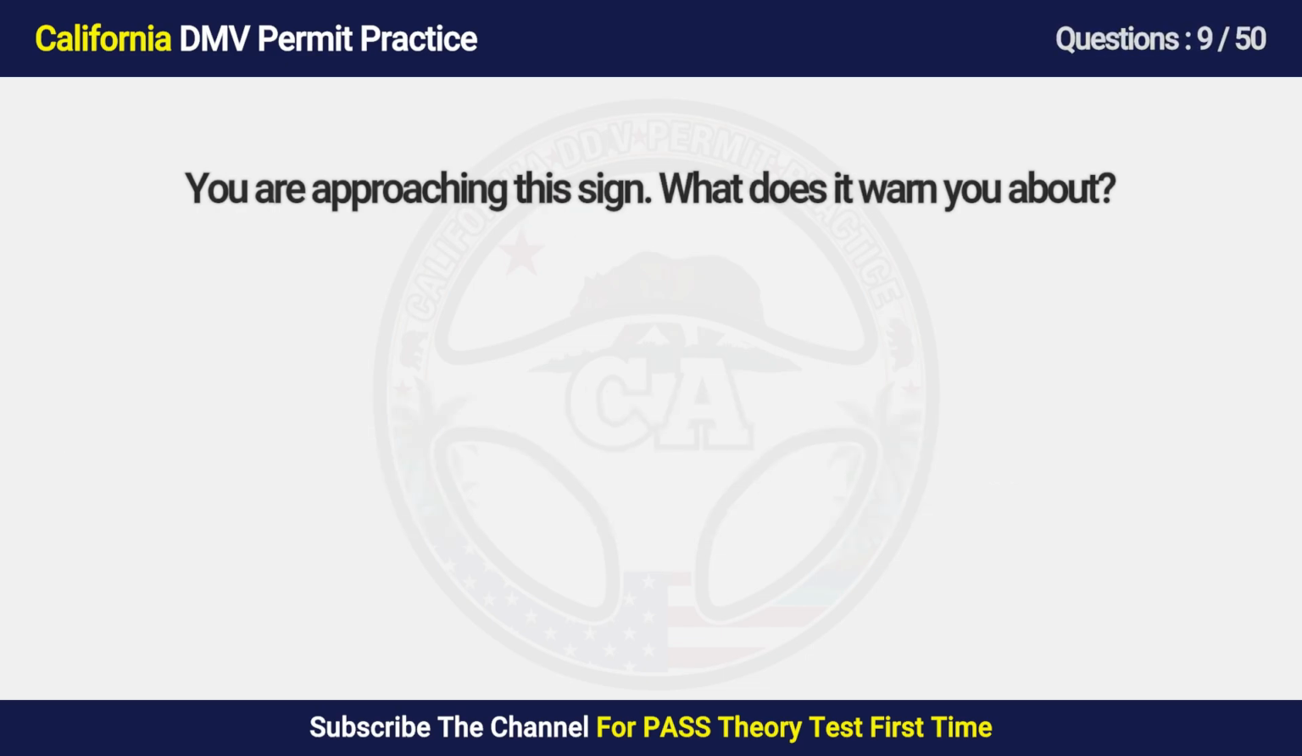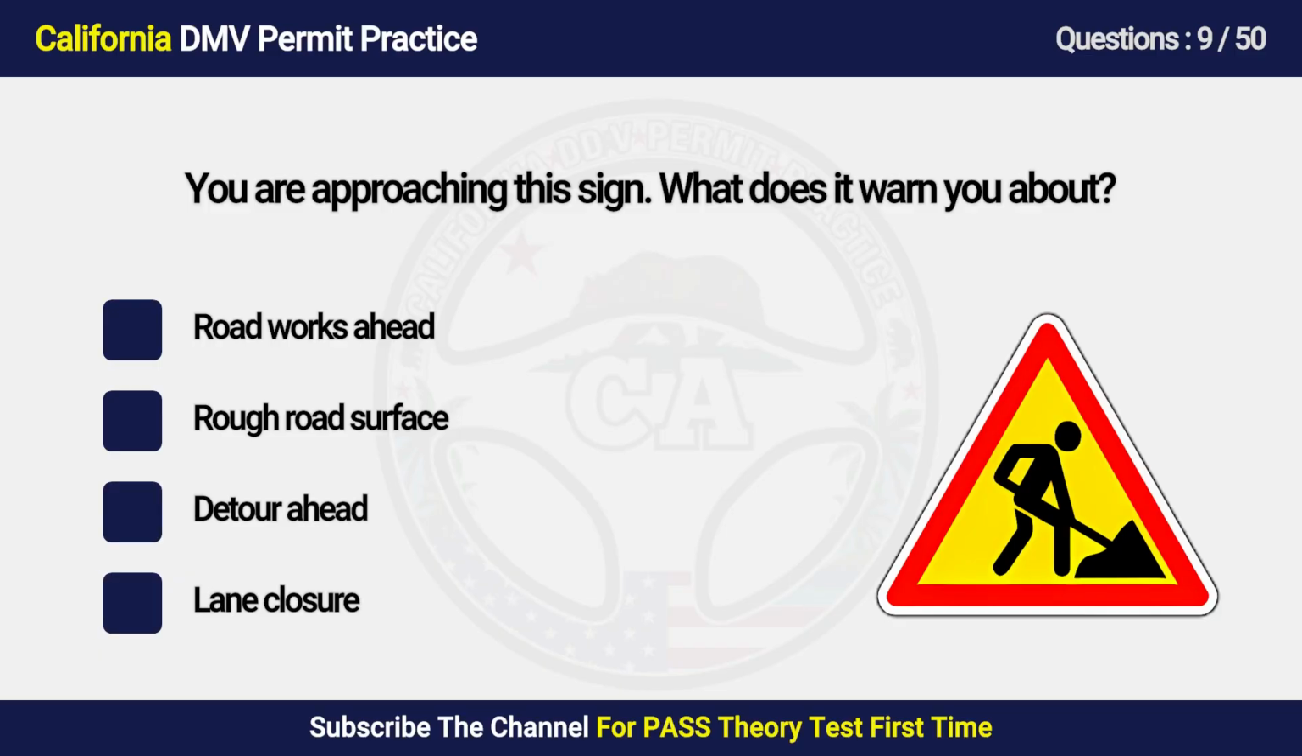Question 9. You are approaching this sign. What does it warn you about? A. Road works ahead. B. Rough road surface. C. Detour ahead. D. Lane closure.